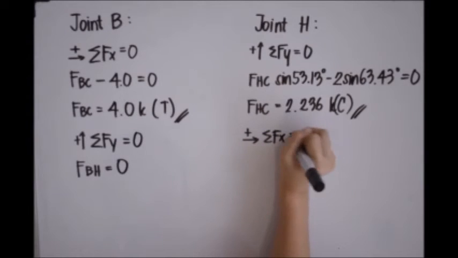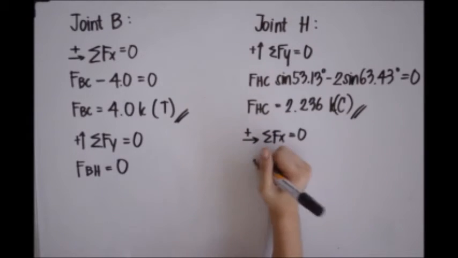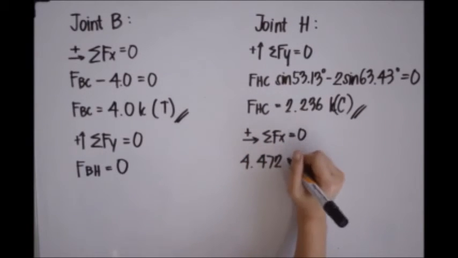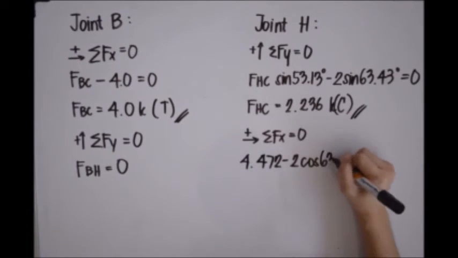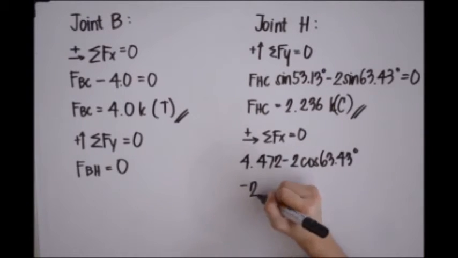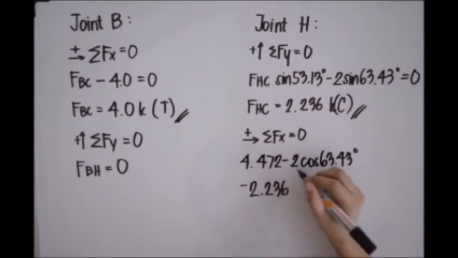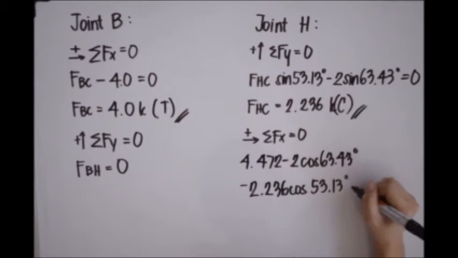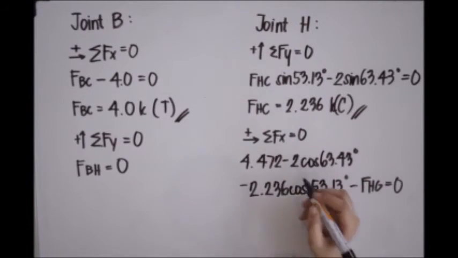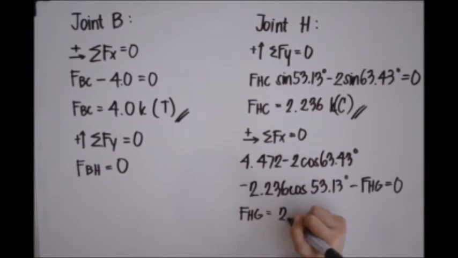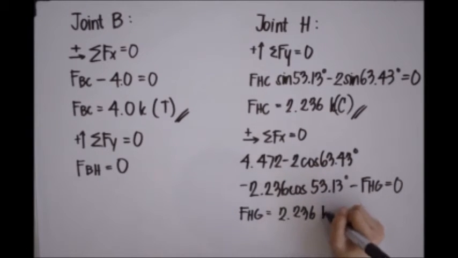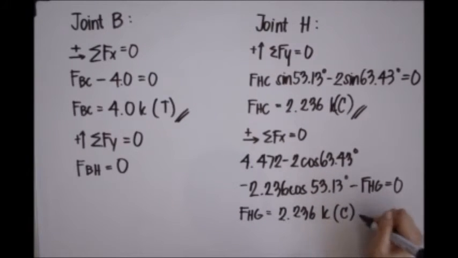Then, summation f of x is equals to 0. 4.472 minus 2 cosine 63.43 degrees minus 2.236 cosine 53.13 degrees minus FHG is equals to 0. So, ang FHG natin will be 2.236K, which is in compression.